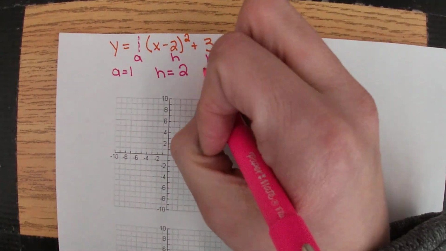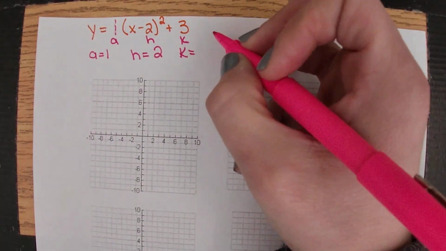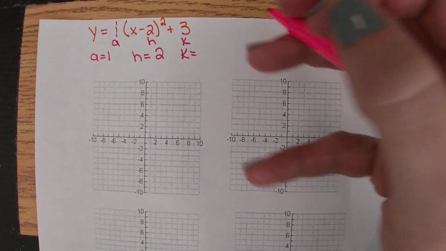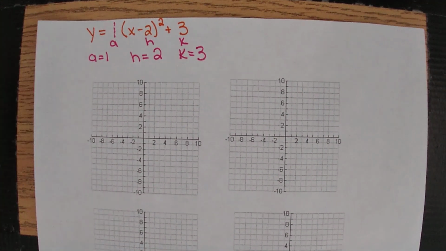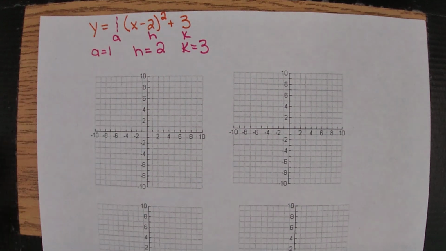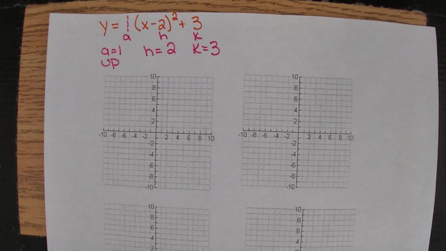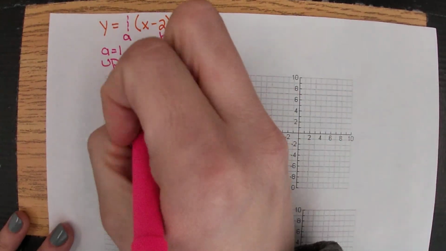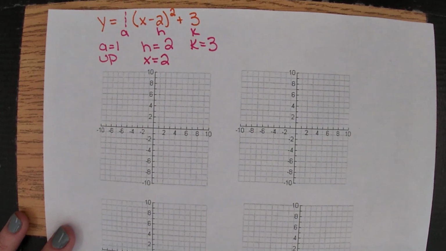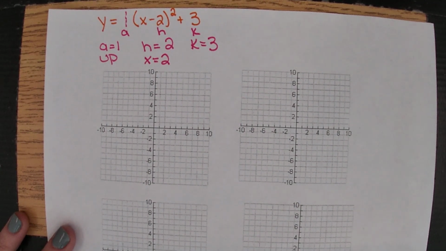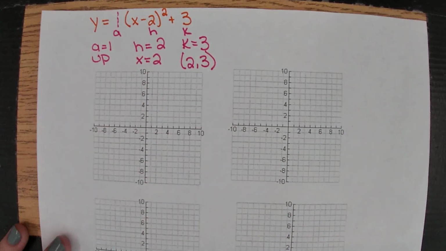Okay, and then here on the end is our K value. The K value of the formula already had an addition sign, so K is 3. Okay, so we know that since A is positive 1, this is going to be a parabola that opens up. We know the very center of the parabola is going to be at x equals 2. And the point of the center of it is the vertex, which is (2, 3).